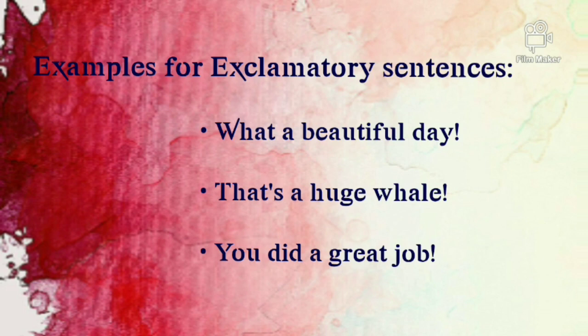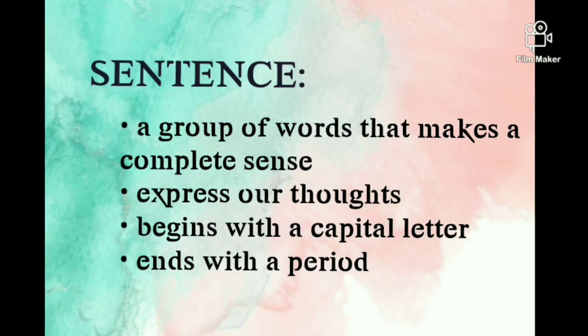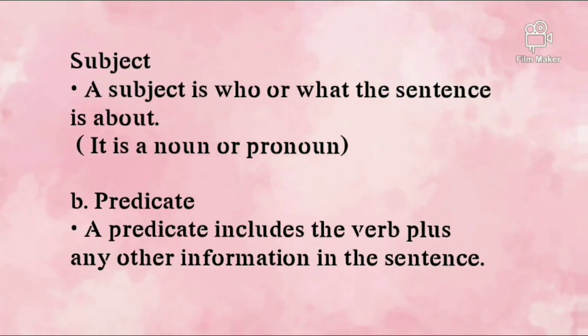Let us summarize the topic. So what is a sentence? A sentence is a group of words that makes complete sense and expresses our thoughts. It always begins with a capital letter and ends with a period. The two parts of a sentence are subject and predicate. A subject is who or what the sentence is about. That is, it can be a noun or a pronoun. And the predicate includes the verb plus any other information in the sentence.